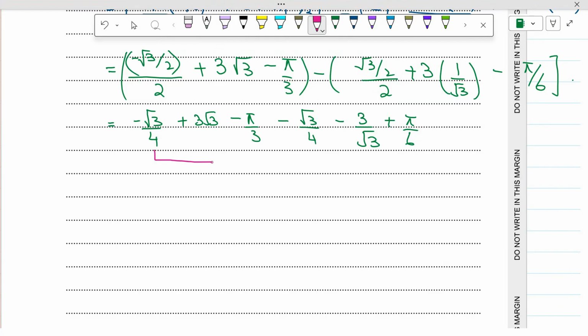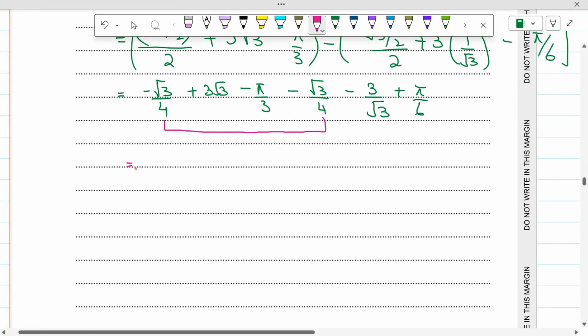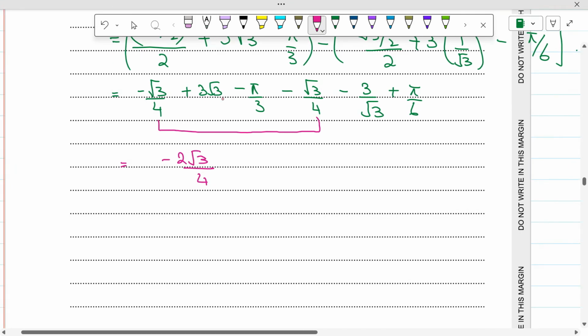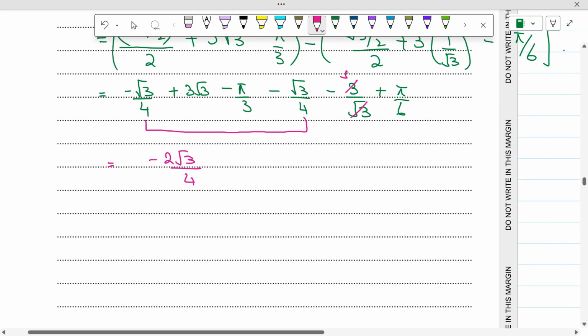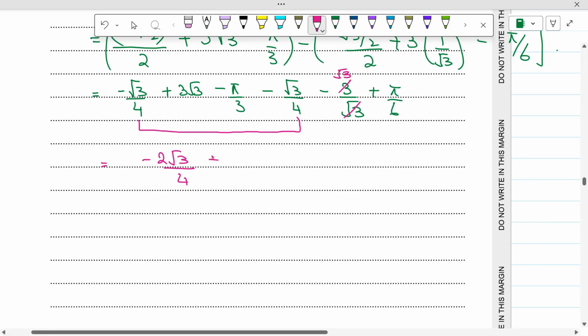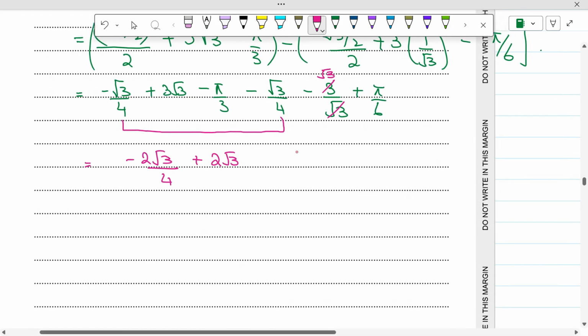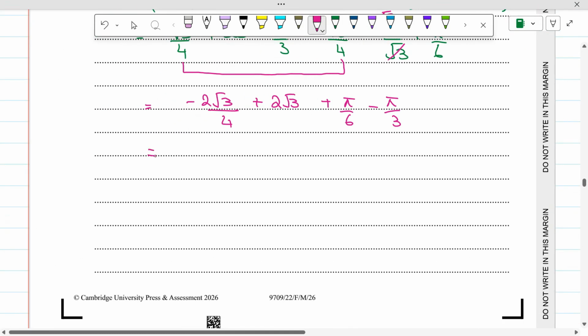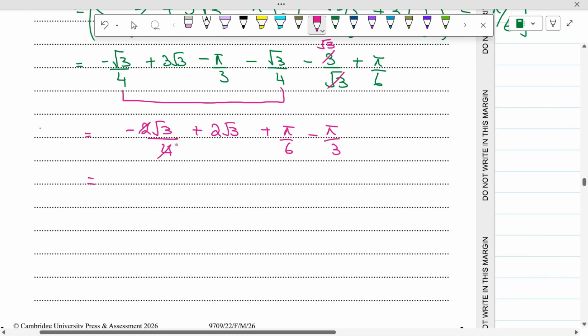Negative under root 3 over 4 and negative under root 3 over 4 is equal to negative 2 under root 3 over 4, and 3 over under root 3 is equal to under root 3. So 3 under root 3 minus under root 3 is 2 under root 3, and this is plus pi by 6 minus pi by 3. This one is equal to 2.